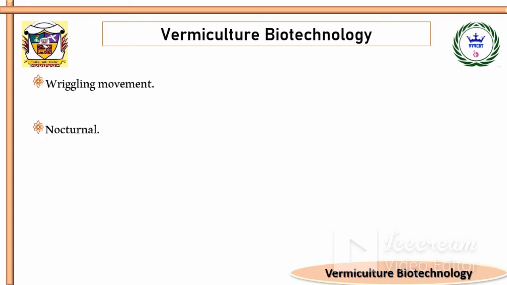They are nocturnal. Nocturnality is an animal behavior characterized by being active during the night and sleeping during the day. They are commonly seen on the soil surface during rainy season when their burrows are flooded with water. Mostly earthworms come out during night and rainy seasons.